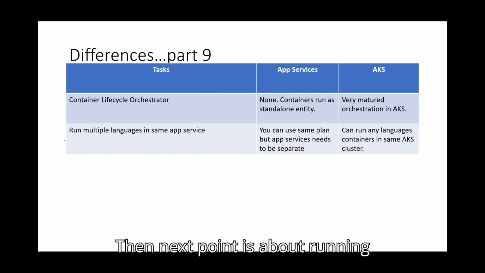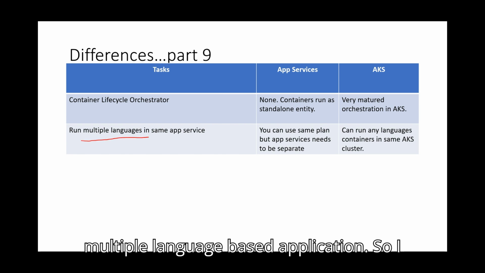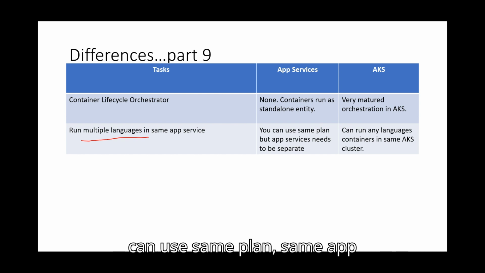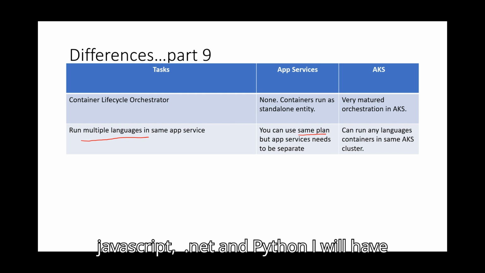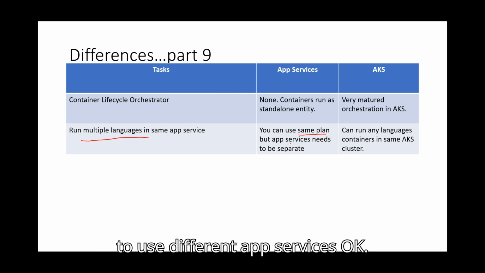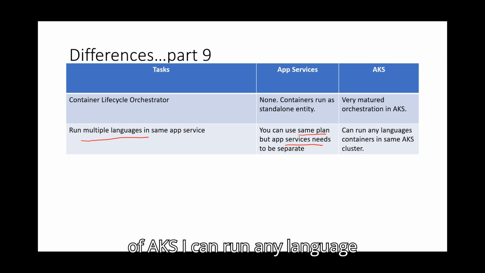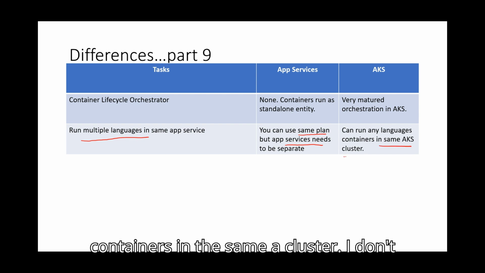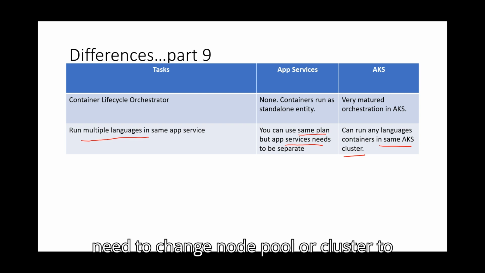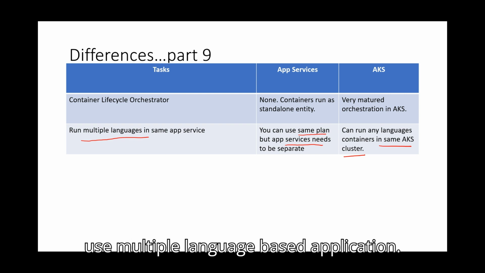Then the next point is about running multi-language applications. I can use the same app service plan, but if I have an application made of, let's say, JavaScript, .NET, and Python, I will have to use different app services. I can use the same plan, but the app services have to be different. But in case of AKS, I can run any language containers in the same AKS cluster. I don't need to change node pool or cluster to use multiple language based applications.